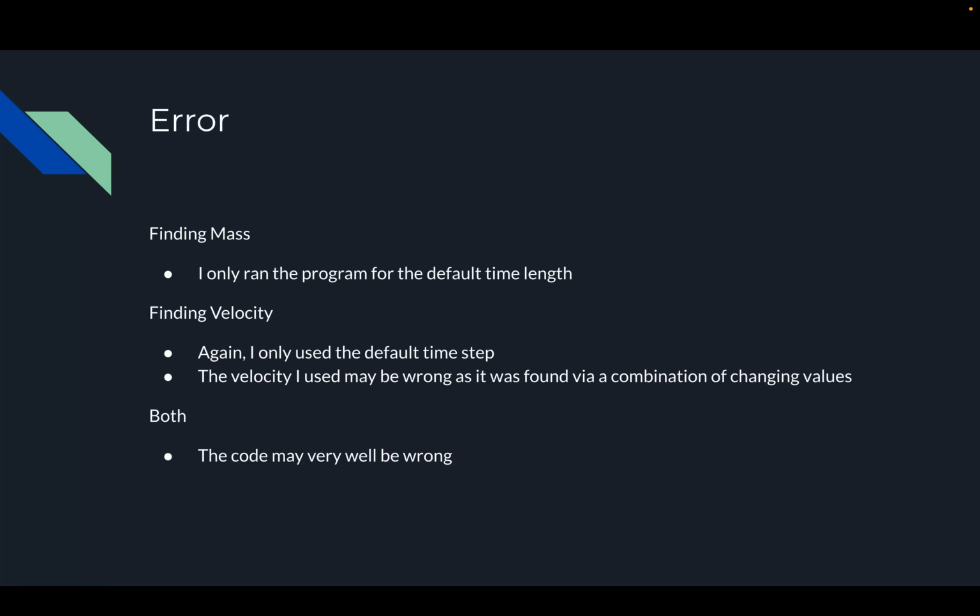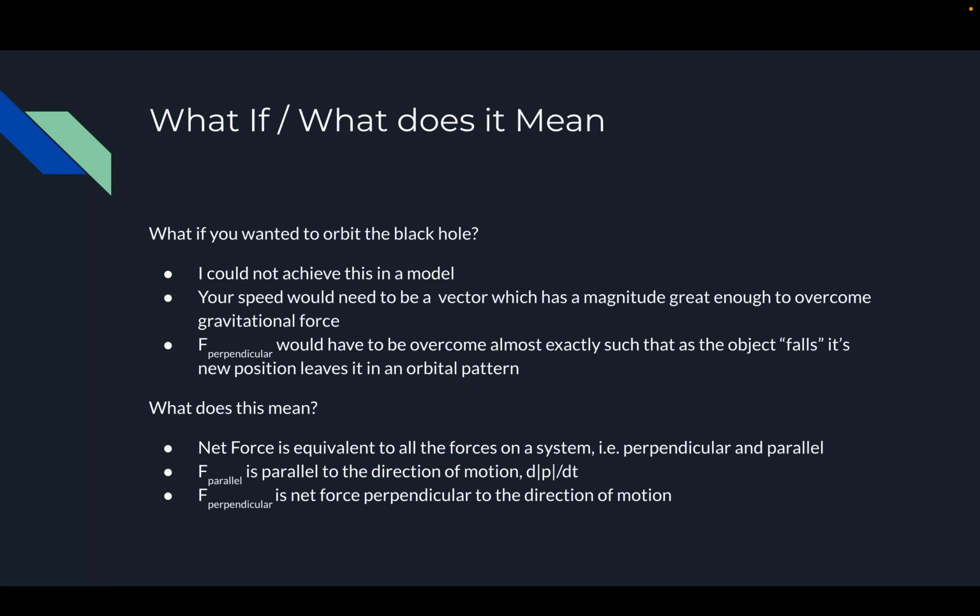What if you wanted to orbit the black hole? This can be done by finding the correct speed vector, which would result in essentially as the object gets pulled in, it moves and fills in the void. I did not figure this out. I could not find a number that did this.